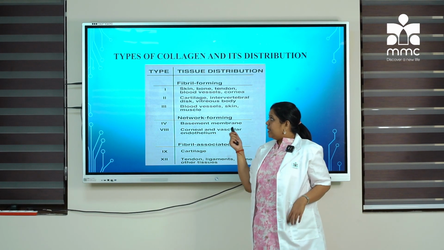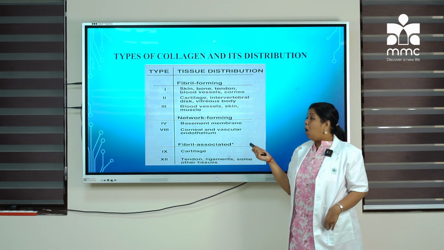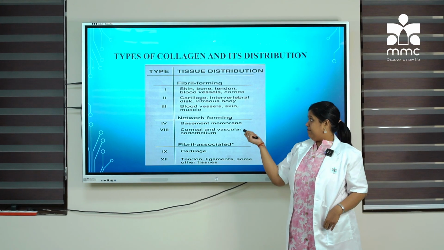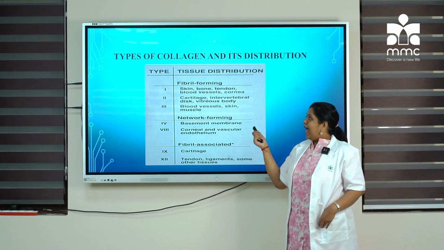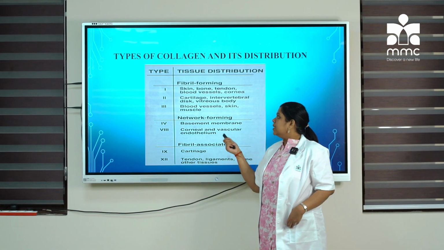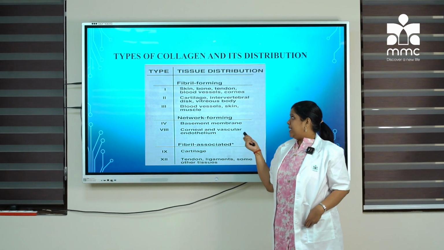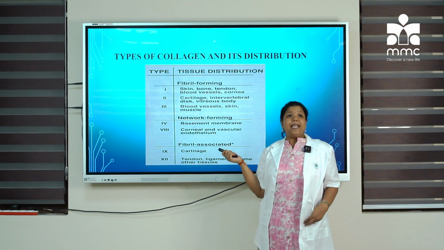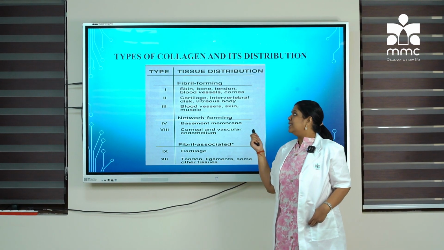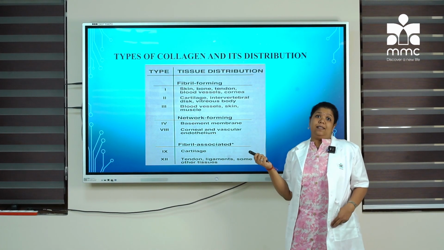Type 1 is seen in skin, bone, tendon, blood vessels and cornea. Type 2 is seen in cartilage, intervertebral disc and vitreous body. And type 3 is seen in blood vessels, skin and muscles.